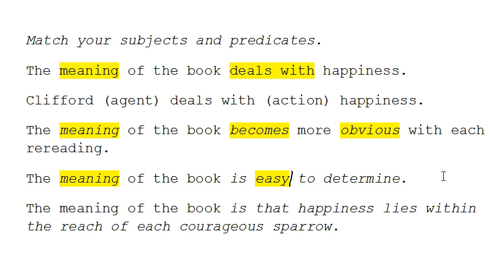Another example is we could express the meaning of the book. We could talk more about what is that meaning. We could use a noun. Now here we have the meaning of the book is that happiness lies within the reach of each curious sparrow. Now instead of an adjective, we're using a linking verb, which is, and we're linking it to a noun. It's very common that the subject is linked to a noun using the verb is or the form of being is. Now we have a matching of the subject and the predicate and a much more meaningful statement.